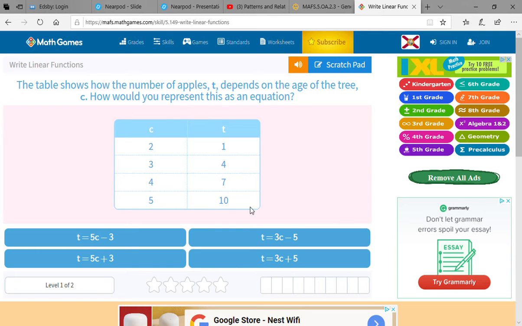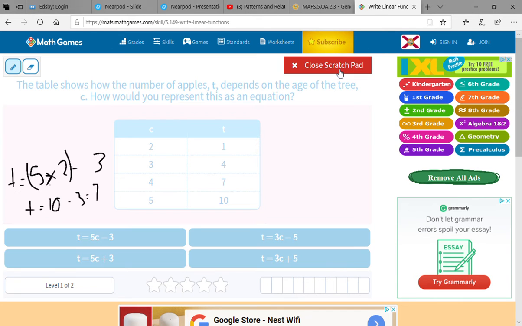So what it's asking us to do is, how can we represent this relationship between the age of the tree and the number of apples with an equation? What's nice about this is we can try some of them out. It already gives us some of the equations.